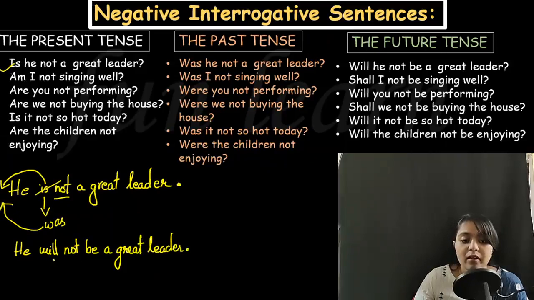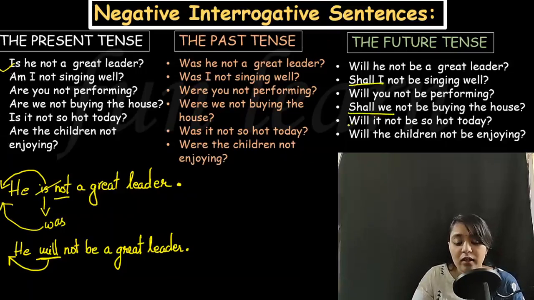Simple. But since we are making it into a negative and interrogative sentence at the same time, what will we do? We'll take this will and shift it here. So we'll have the sentence, will he not be a great leader? In the same way here also you can see shall comes with I and shall with we also. Okay. So this much only for the tense part.